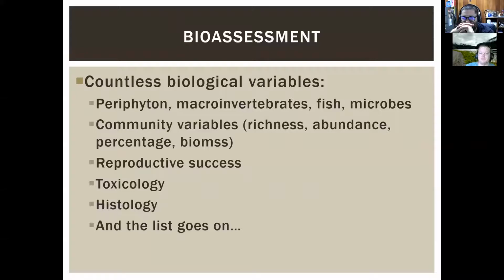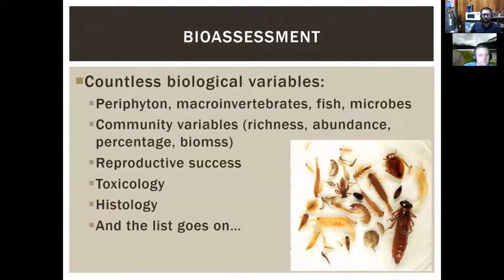These generally incorporate numerous variables. You might survey macroinvertebrates, fish, or microbes. You might be looking at richness, abundance, or the overall biomass. You might look at the reproductive success of various organisms, or you might be looking at toxicology. Is there something in the river or in the organisms that's toxic, and what's the concentration of that toxin? There are many more variables that you might cover depending on the bioassessment.